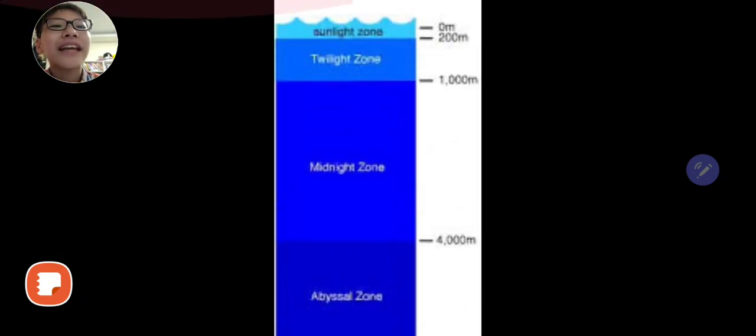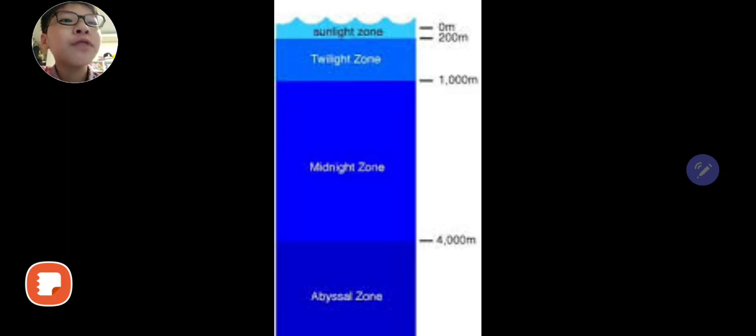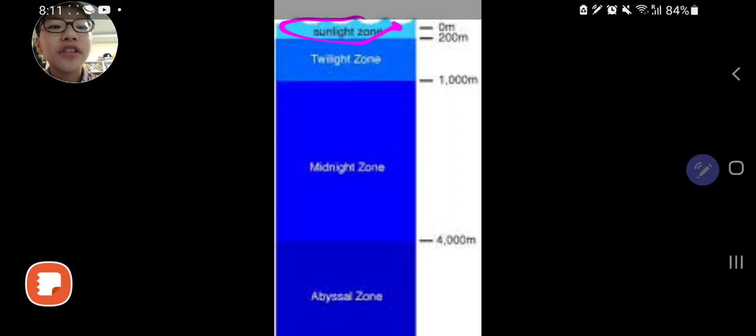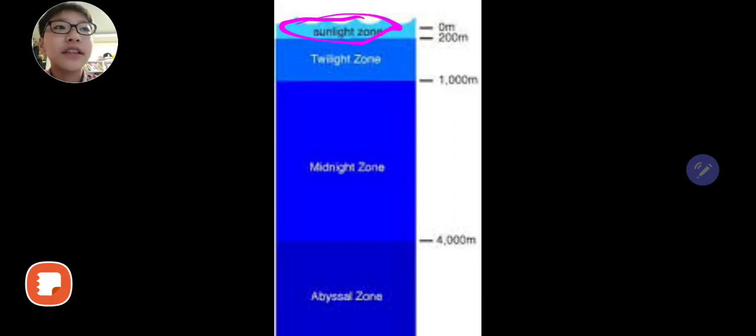So in this case, I'll zoom in just for you guys. So first of all, we'll talk about the layers of the ocean. Let me use pink on this one since this is blue already. Now, the first layer is the sunlight zone. Why the sunlight zone? Because it is the most sunlight in any other layers, and it's usually from 0 meters to 200 meters.